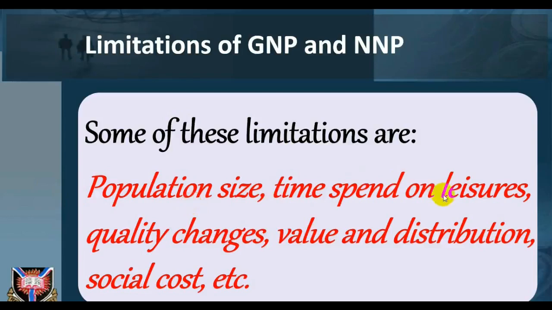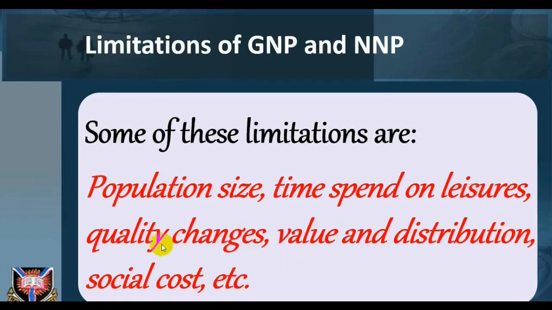Leisure. GNP and NNP do not take into account leisure. Usually, as people become more affluent, they substitute leisure for increased production. Yet, this increase in leisure time, which contributes to increased well-being, does not show up in GNP and NNP. Neither do the personal satisfaction or displeasure people get from their jobs.